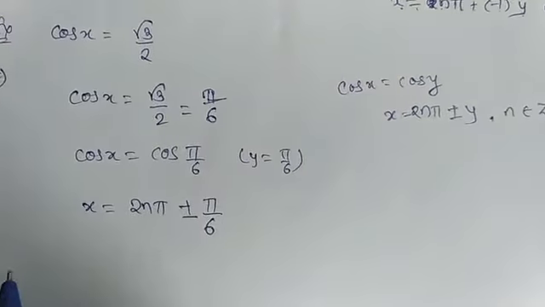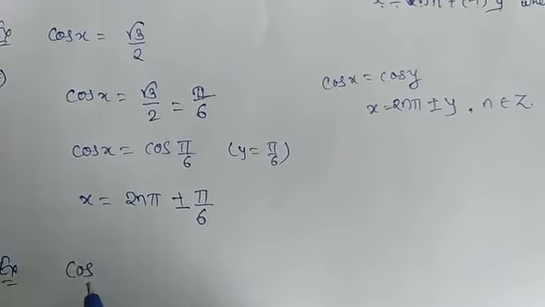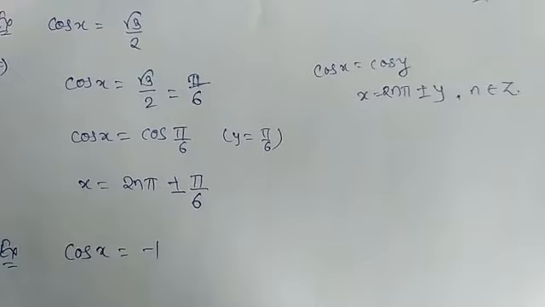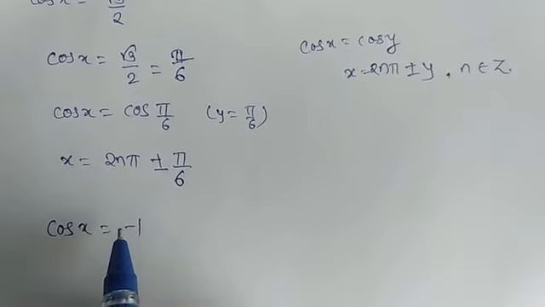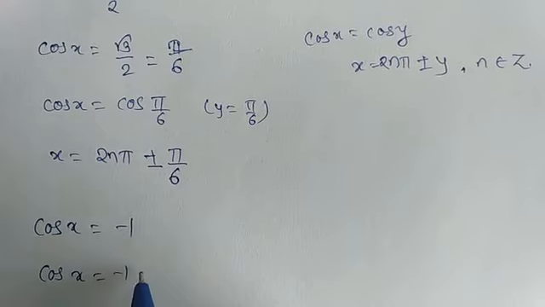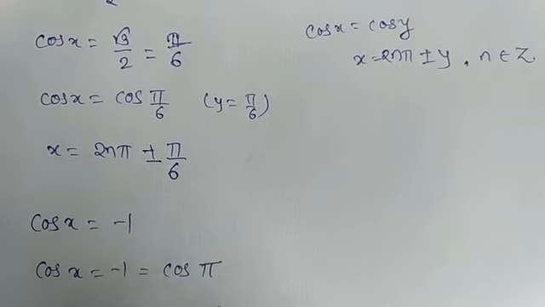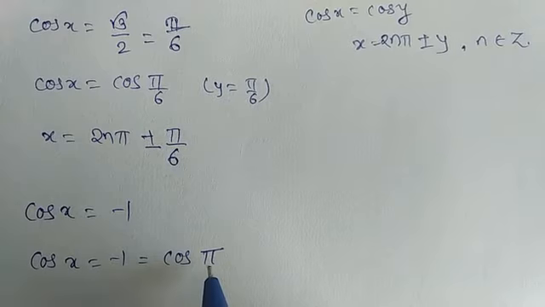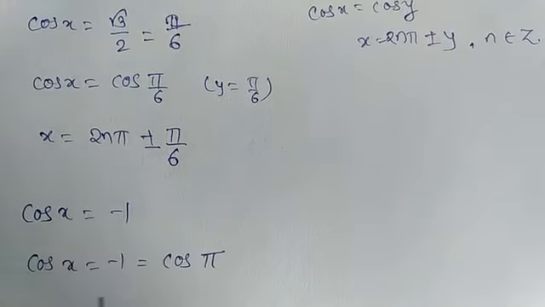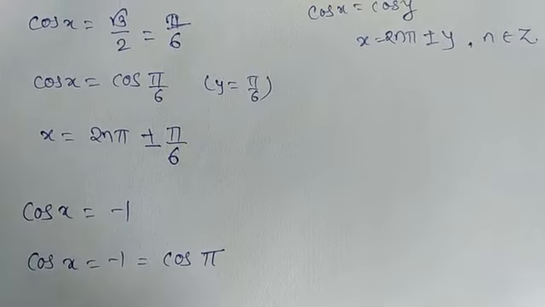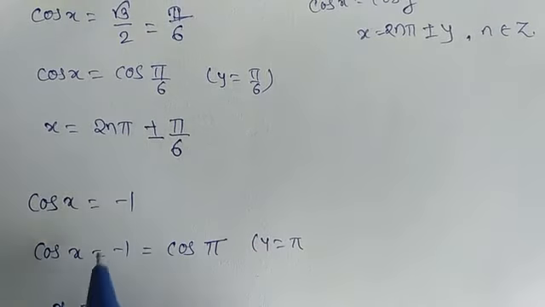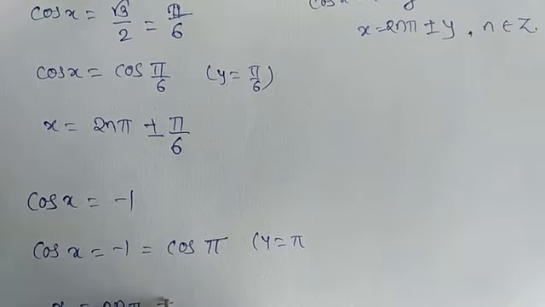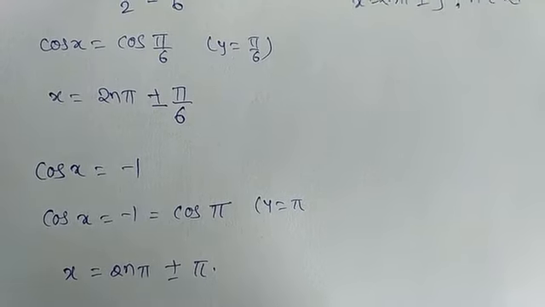If you consider an example of cos x is equal to minus 1, you can write cos x is equal to minus 1 is equal to cos pi, since cos pi is minus 1. So here y is equal to pi, and the general solution x can be written as twice n pi plus or minus pi, which is our required solution.